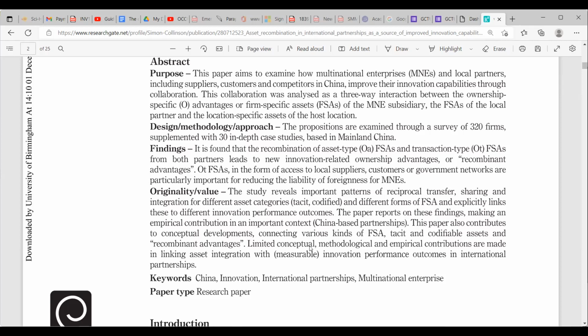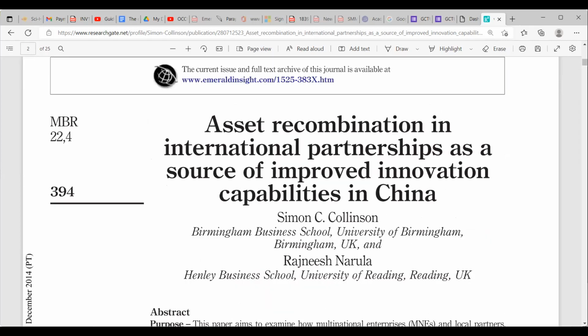Limited conceptual, methodological, empirical contributions are made in linking asset integration with measurable innovation performance outcomes in international partnership. Solid. Right? Solid. So we need to look at these things very well, right? To be very honest with you. Look at these things very well. Okay. So we'll meet another time and see this.